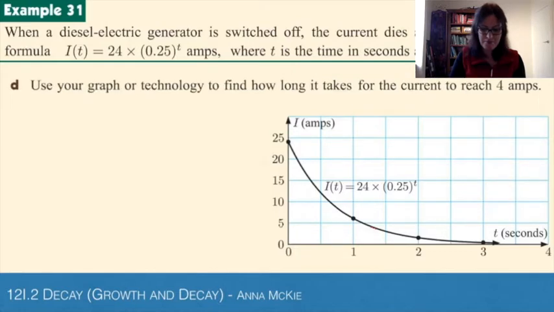Give it a name. And then our last part here is: use your graph or technology to find how long it takes for the current to reach 4 amps. So again, asking yourself, is that 4 a t or an I value? T is time. This is not 4 seconds, it's 4 amps. So that's in place of a y value, which is on the y-axis here. Looking at the graph, we're interested in finding 4, going along until it hits the function, and then reading off that t number, how many seconds. So you can see it's less than 1.5.